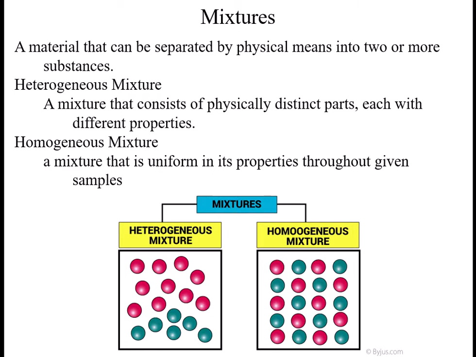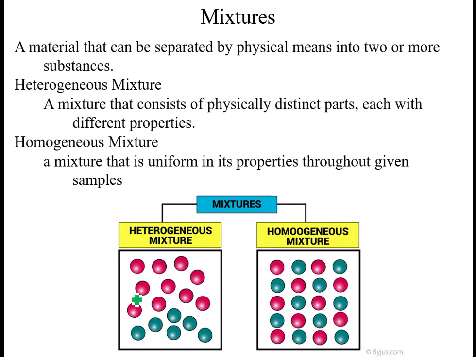There's a heterogeneous mixture, which means there's physically distinct parts, okay? They don't have to be of different states, and we're going to see some examples of that, but they have different properties, and you can see physically what two or more different types of components of that mixture are, versus a homogeneous mixture, okay? It's uniform. You can't see the different parts of it.